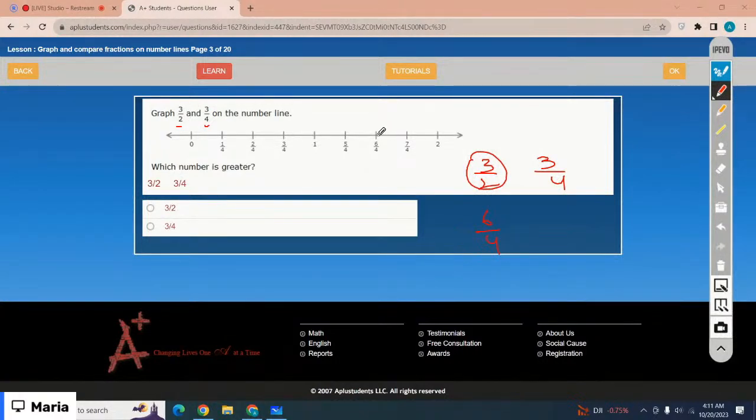So here is 6 over 4 now and here is 3 over 4. Obviously 6 by 4 is greater than 3 over 4, right? That means 3 by 2 is greater. Got it?